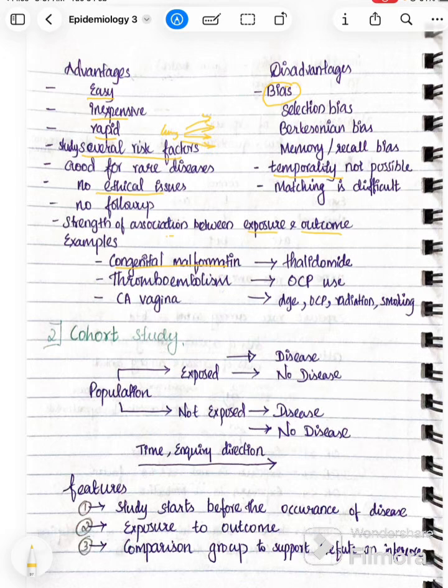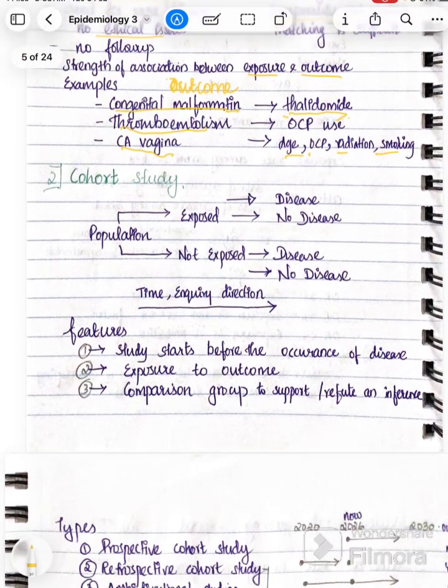Examples for case control study: we are going to study whoever has congenital malformation or thromboembolism and CA vagina. Then we are going to ask about the risk factors: thalidomide use, OCP exposure, age, radiation, smoking history, whether OCP use is there or not.